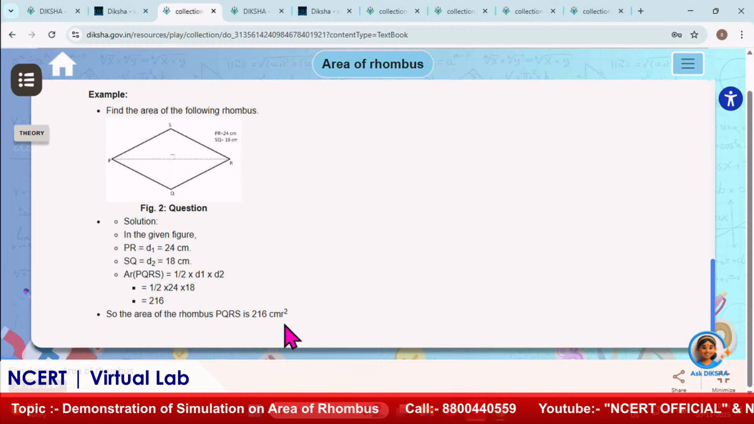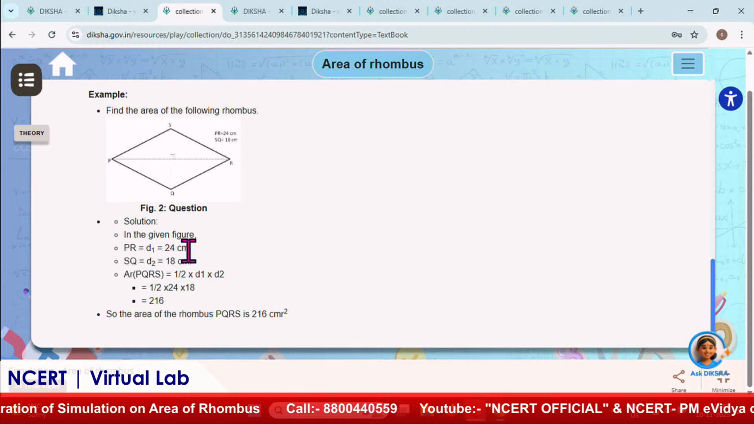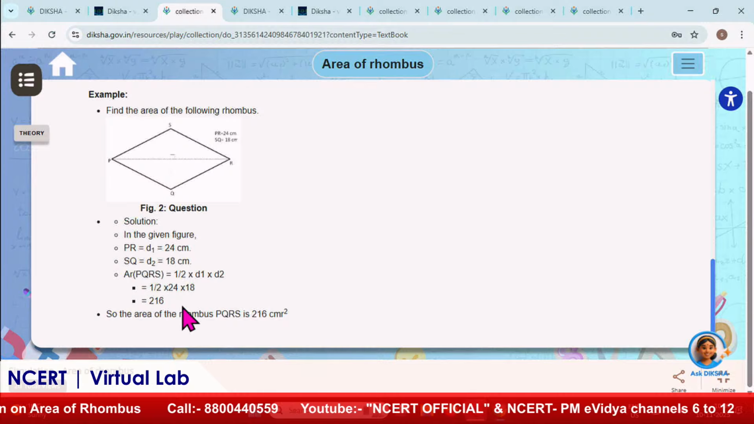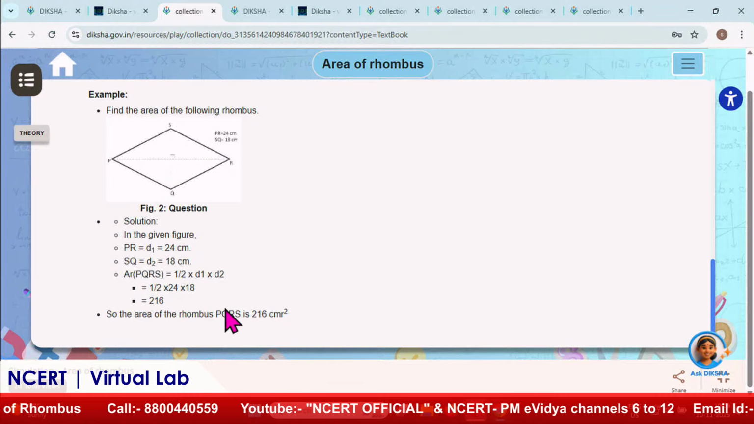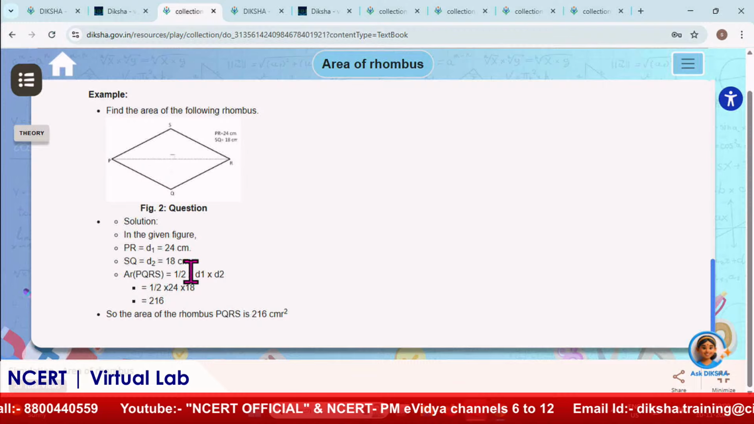It is very important that we focus on the unit also. Here the unit is centimeter, so the area should be in centimeter square. This way we can read the theory and we can do our questions.